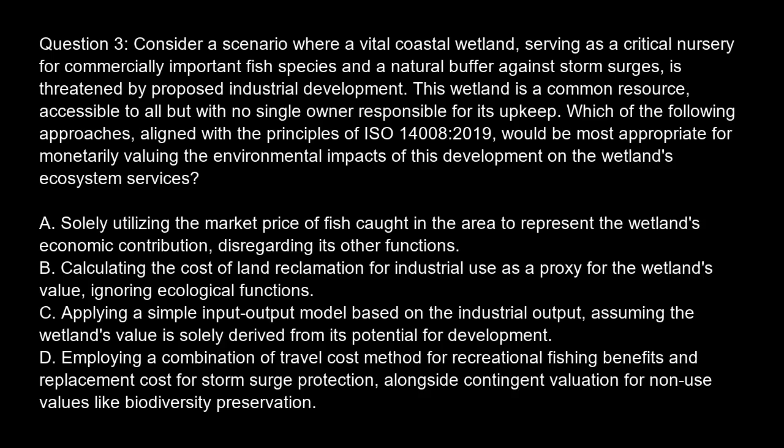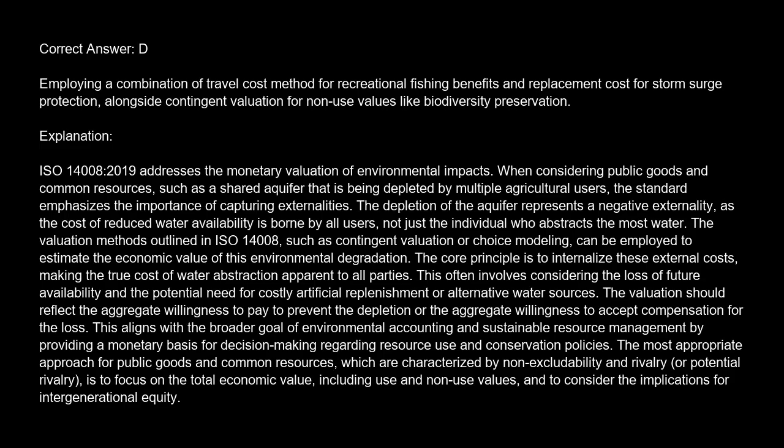Option D. Employing a combination of travel cost method for recreational fishing benefits and replacement cost for storm surge protection, alongside contingent valuation for non-use values like biodiversity preservation. Correct answer is D. Employing a combination of travel cost method for recreational fishing benefits and replacement cost for storm surge protection, alongside contingent valuation for non-use values like biodiversity preservation.